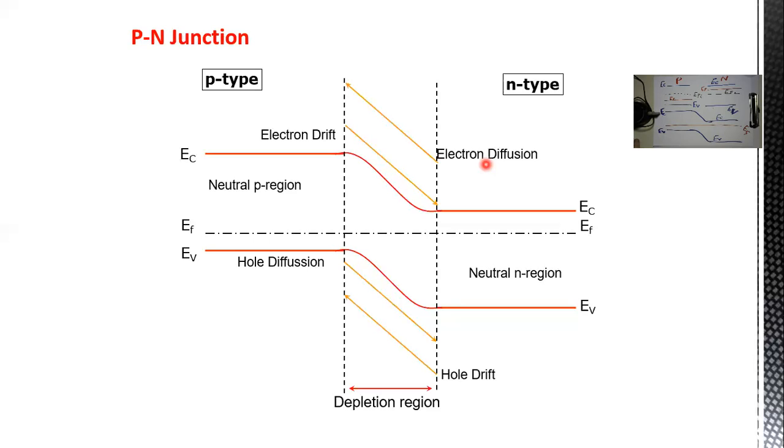So electrons will move from here to there, but it's a very, very small amount of electrons, because in the left-hand side, electrons are minority. Again, holes will move from the right-hand side to the left-hand side, but it's a very small number of holes, because in the right-hand side, holes are minority.